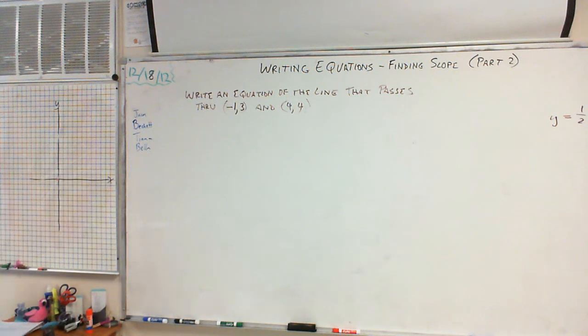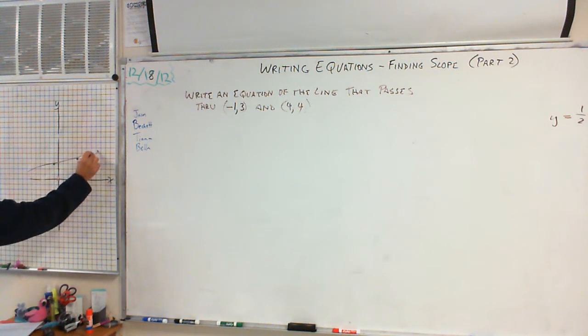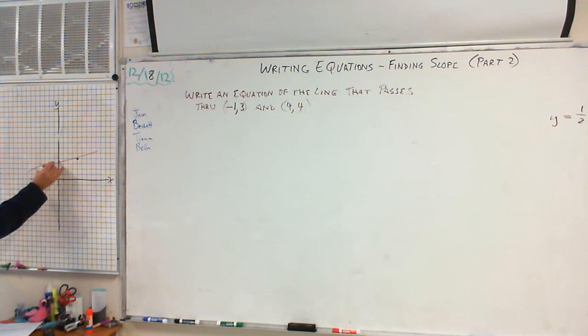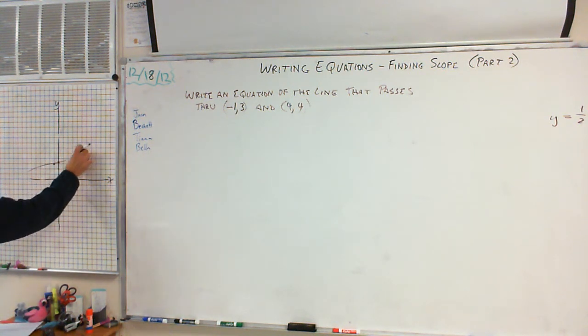All right. So we're going to do that. Negative 1, up 3, put a dot. And then 4, 4. We go 1, 2, 3, 4, 1, 2, 3, 4. Okay, so there's our line. Now, unfortunately, I don't know what that y-intercept point is, do I? I don't really know that point right now, but I think I could figure it out.